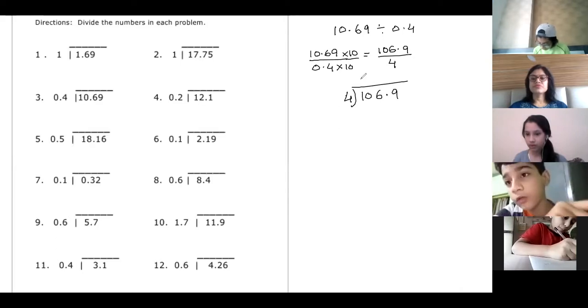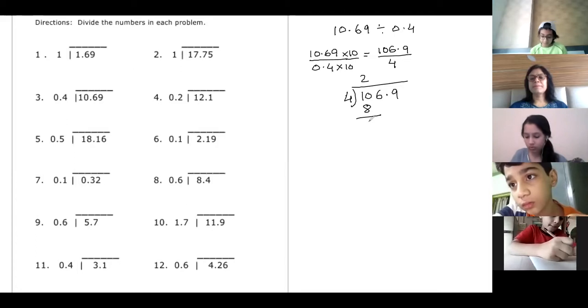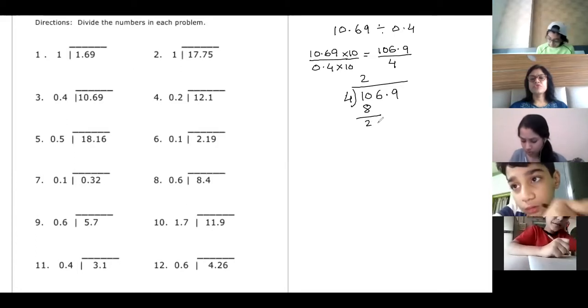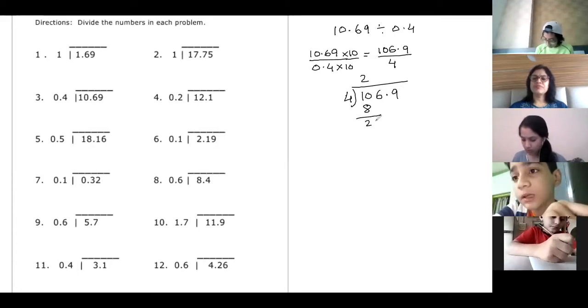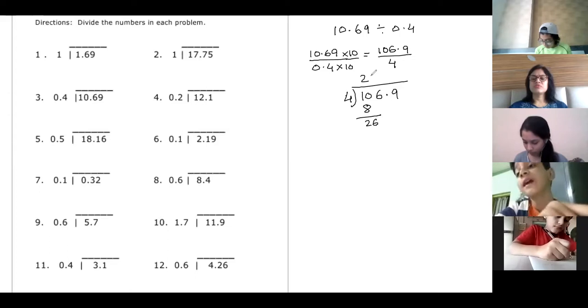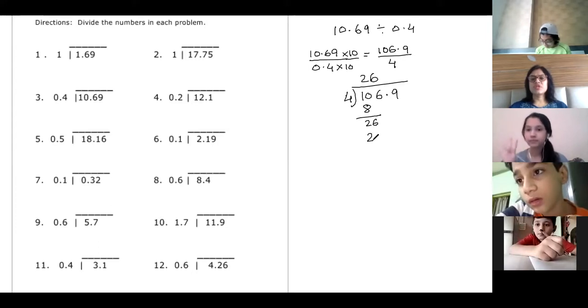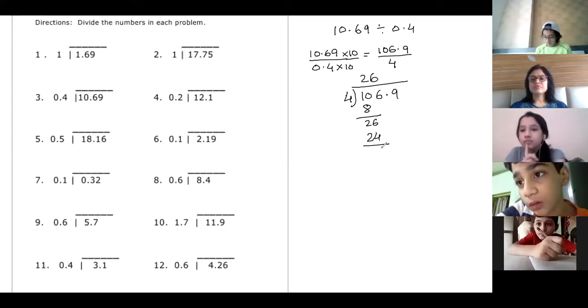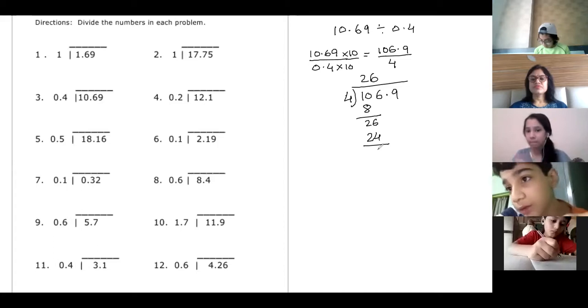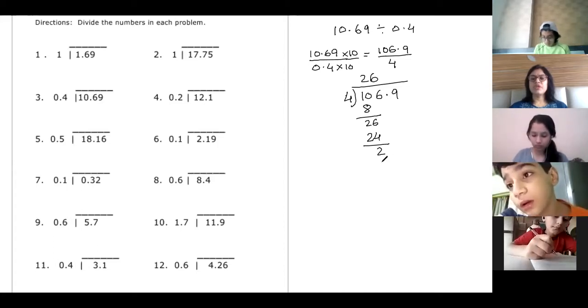4 2s are 8. 4 2s are 8. Remainder? 2. You will put 6 down. Then 4 4s are 16. No, 4 6s are 24. Yes, 4 6s are 24. Then? And then 6 4 4 2 will come. 2. Then in the quotient?